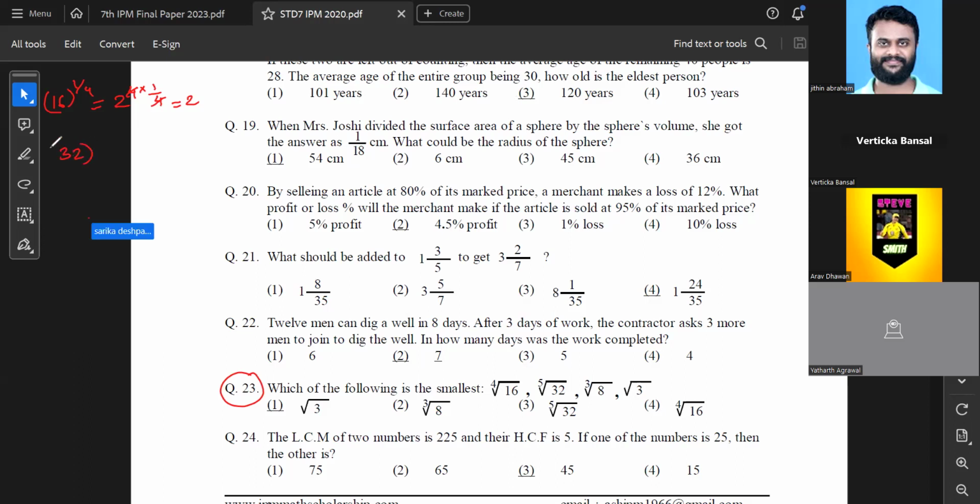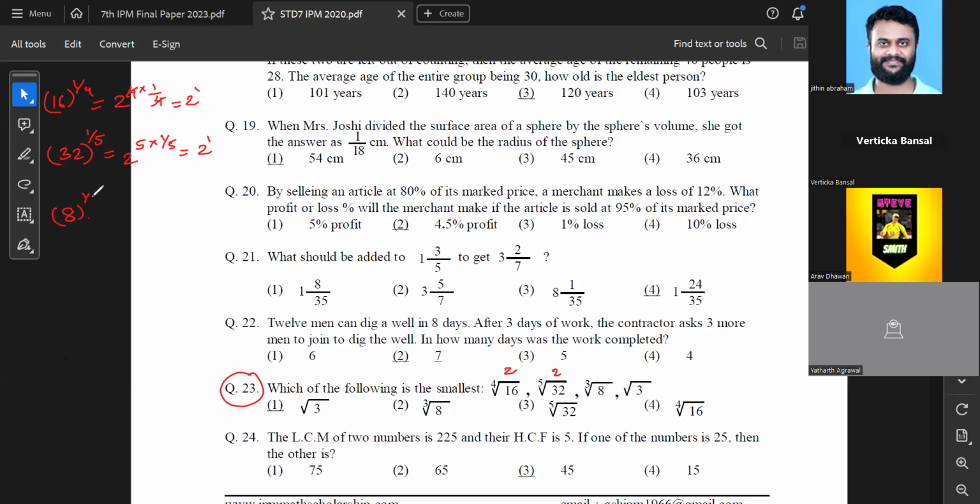Here, 32 raised to its fifth root means 1 by 5. Fourth root means 1 by 4. Fifth root means 1 by 5. And 32 itself is equal to 2 raised to 5, and I have raised to 1 by 5, which means multiplied by 1 by 5. 5 and 5 get cancelled. I'm left with 2 raised to 1. This is also 2 raised to 1, and similarly the other number can also be calculated as 2 raised to 1 only. I'll just do the calculation quickly.